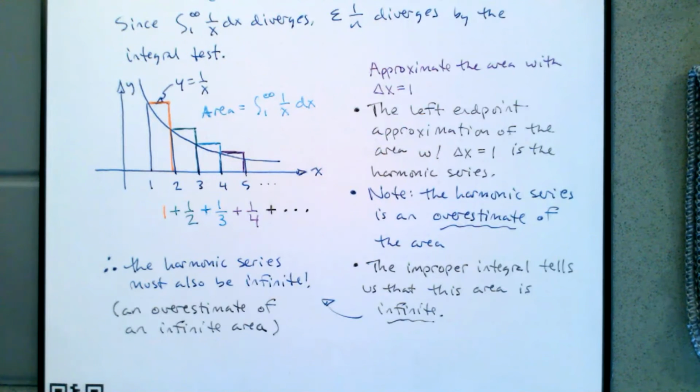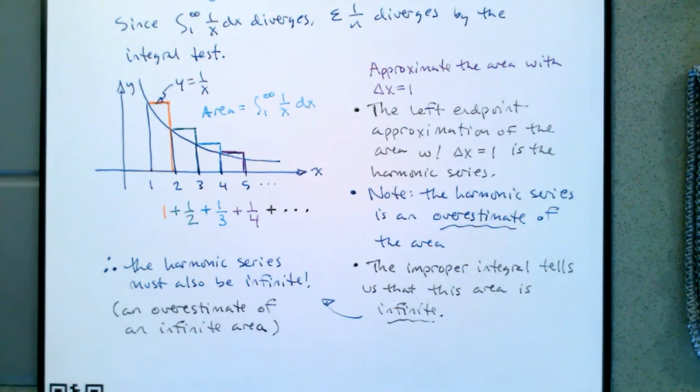We could notice that if we did a left endpoint approximation, we would just be one less. If we had a half plus a third plus a fourth, we would get that if we did a right end approximation. And that would mean that the harmonic series minus one is an underestimate of the area. This tells us nothing, because all we're able to say there is that the harmonic series minus one is less than infinity. That is not helpful.